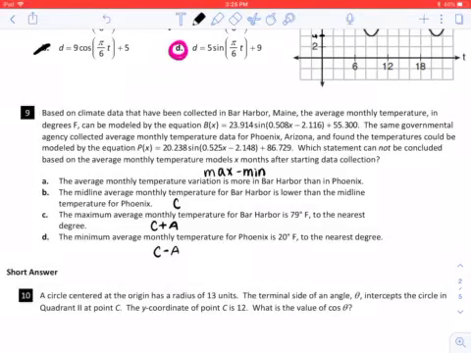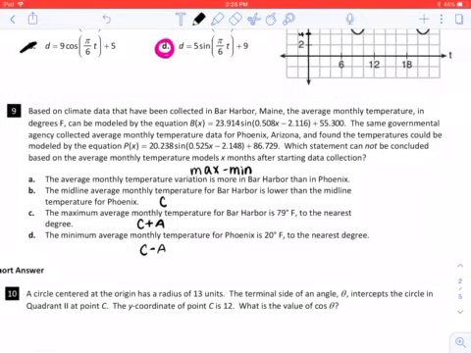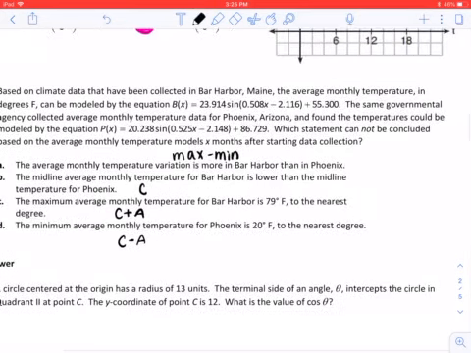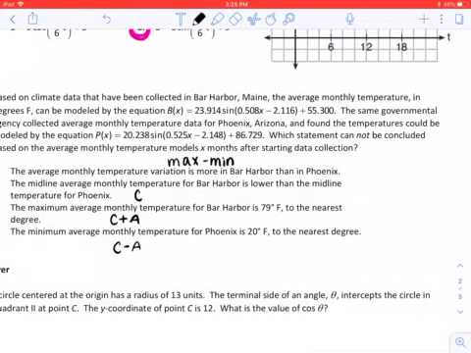Okay, so now we're going to go through and fill out the information based on the equations we were given. So letter A, we were talking about temperature variation, so I need to find my max minus my min, which means I need to do for the max C plus A, and for the min C minus A. So we have to do this twice.